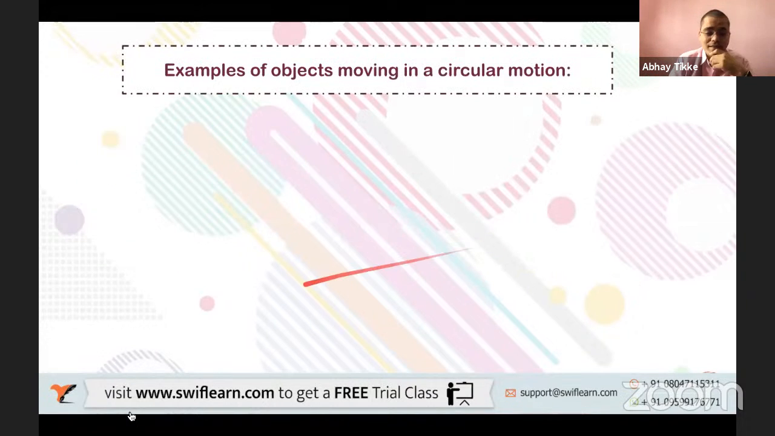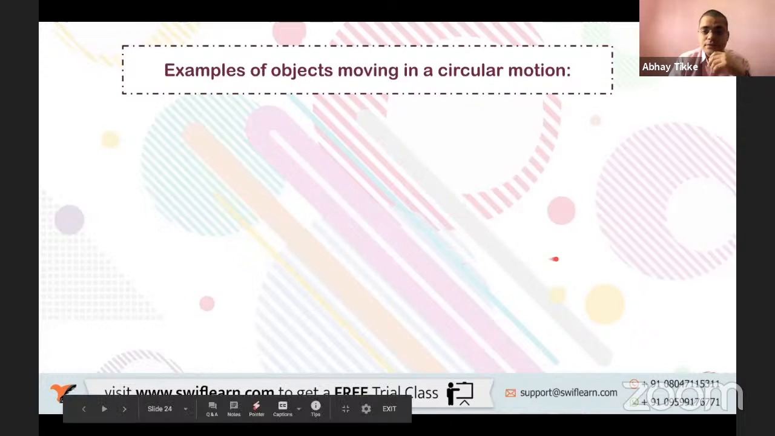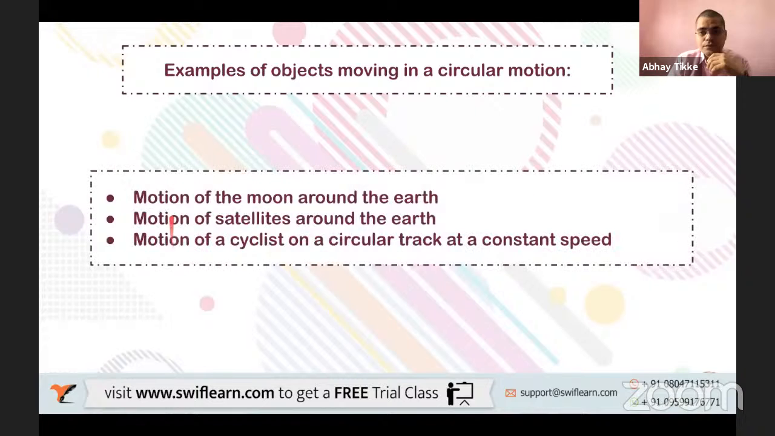So let us discuss now some examples on this topic, uniform circular motion. What are the examples? Motion of the moon around the earth. Have you ever seen the speed of the moon or the earth change? Have you ever seen that today the day was covered in 23 hours only, or the day before yesterday the day was covered in 20 hours only? It never happened so far, right? Why? Because it is always constant, right?